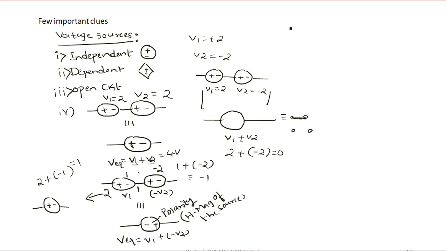See, voltage source and current source, they are the active elements. RLC, they are the passive elements. So, you should be active. You should not be passive.